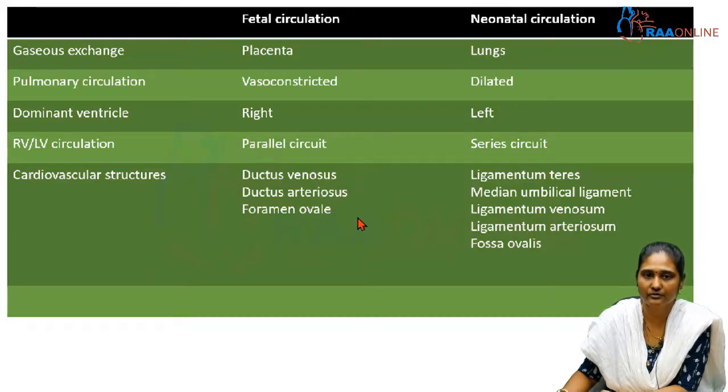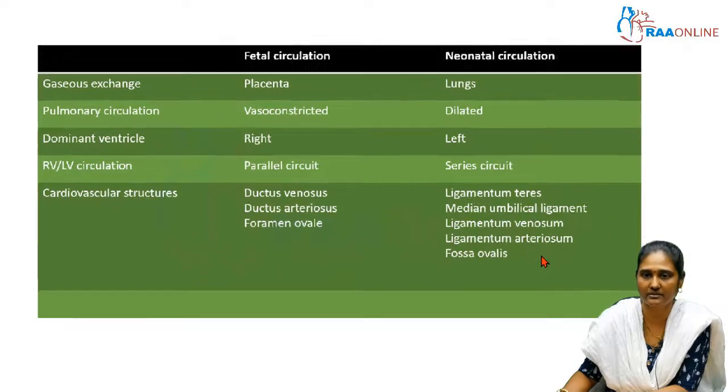So as of now, you have to know about the three important structures in the fetal circulation that play a very major role. That is Ductus Venosus, Ductus Arteriosus and patent foramen ovale. These become rudimentary once the neonatal circulation takes over. They become ligamentum teres, medial umbilical ligament, ligamentum venosum and arteriosum, and fossa ovalis.